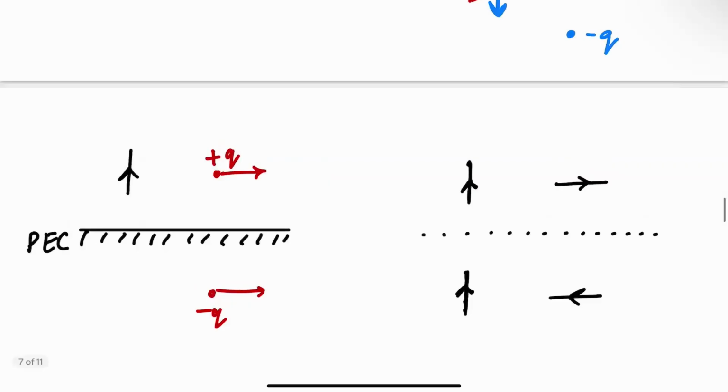Of course, keep in mind that this only gives us the right field in the top half space. In the problem on the right, at the bottom there are also some fields, but there should not be any fields here because this is PEC. So image theory is only valid for the upper half space. These two are equivalent for the upper half space.